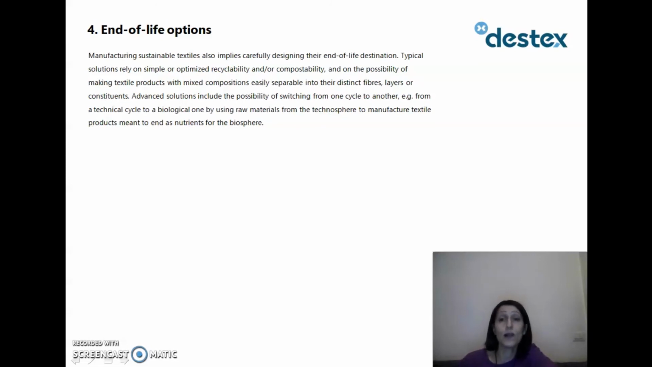End-of-life options. Manufacturing sustainable textiles also implies carefully designing their end-of-life destination. Typical solutions rely on simple or optimized recyclability and/or compostability, and on the possibility of making textile products with mixed compositions easily separable into their distinct fibers, layers, or constituents. Advanced solutions include the possibility of switching from one cycle to another, for example from a technical cycle to a biological one, by using raw materials from the technosphere to manufacture textile products meant to end as nutrients for the biosphere.